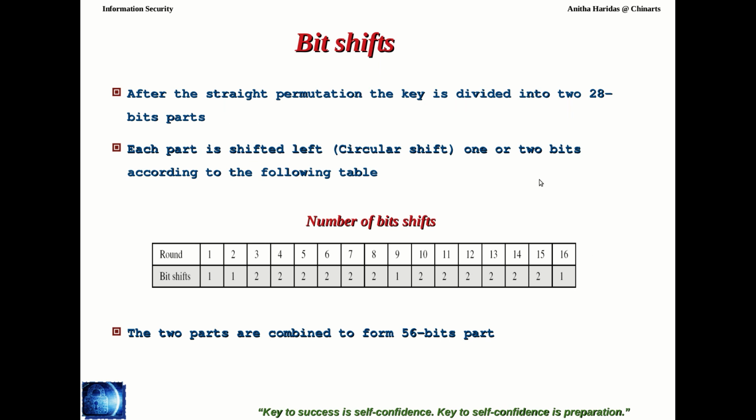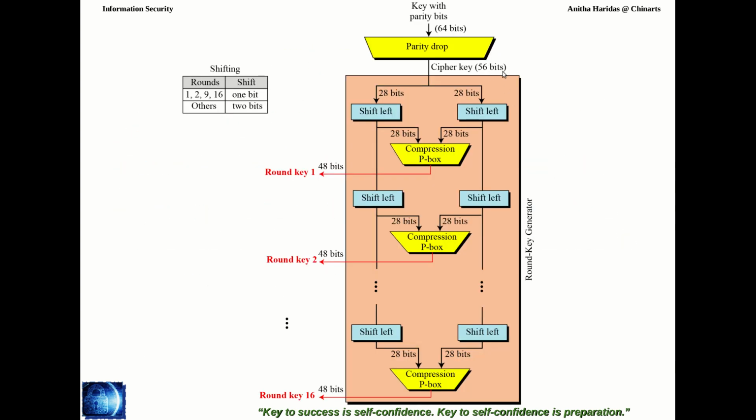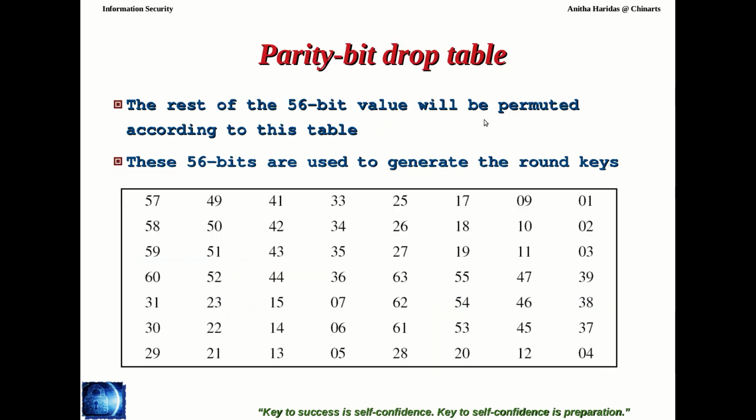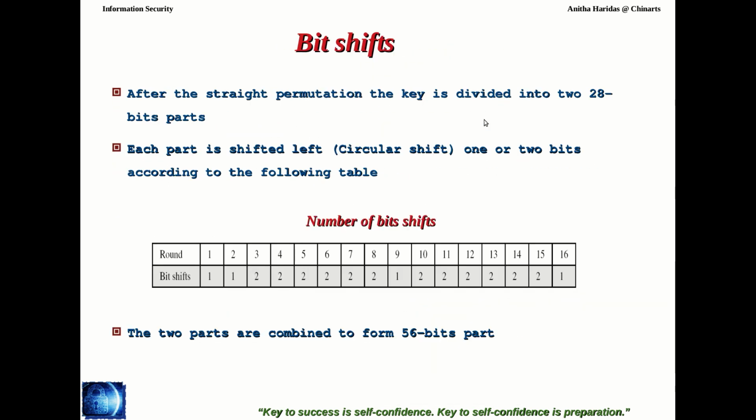Now once the parity drop component gives the permuted 56 bits, it will be given to the shift operation by splitting it into 2. After the permutation done by the parity dropper, it will be divided into two 28 bit parts, and each part is shifted left, right? It is actually using a circular shift. So it is a circular shift left operation, and it will be shifting 1 or 2 bits according to this particular table.